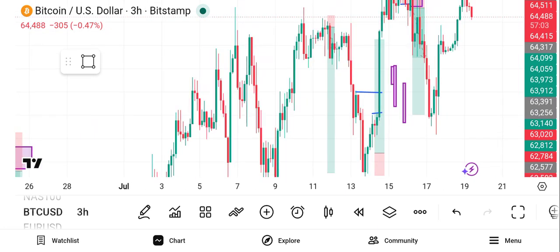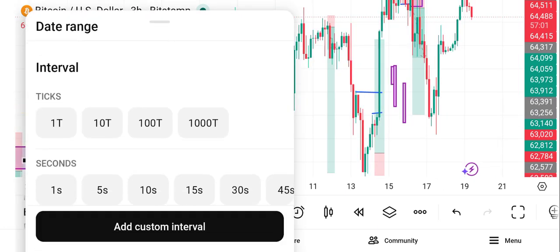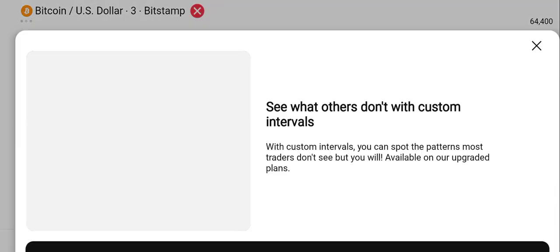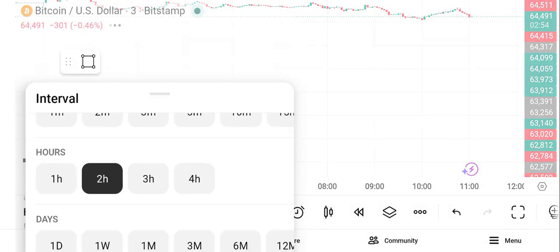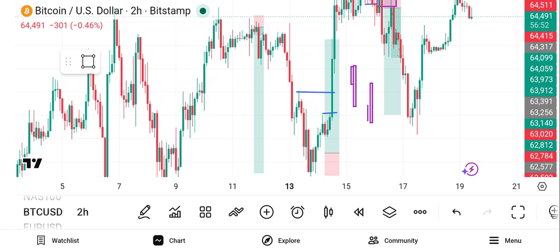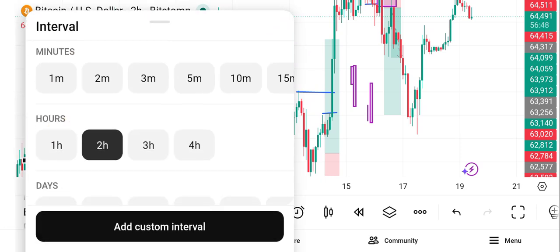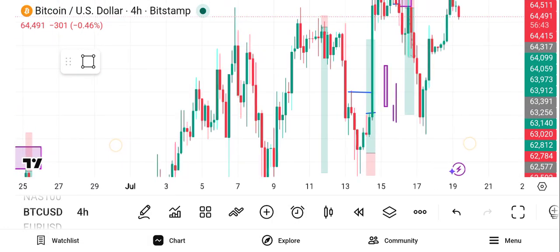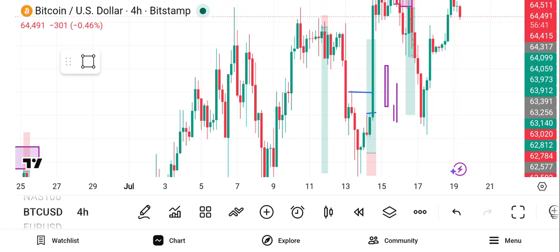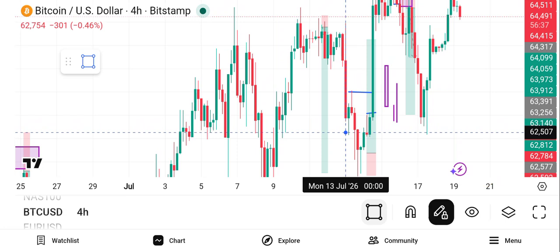Let's check 3 hours time frame. Alright, 2 hours time frame. Sorry, 2 hours time frame instead. Okay, 2 hours time frame, not that block. Let's check 4 hour time frame. Right, let's discover that there was other block here which is not visible enough on the 4 hours time frame.